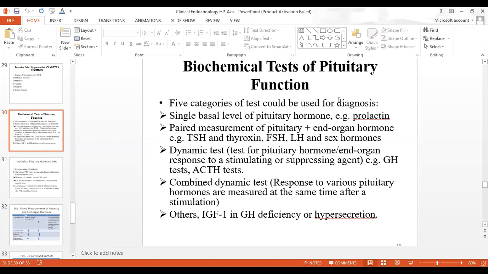So the first thing we can do is just measure the hormone level. The second thing we can do is measure the hormone that the organ is producing, as well as the hormone that the pituitary gland is producing.